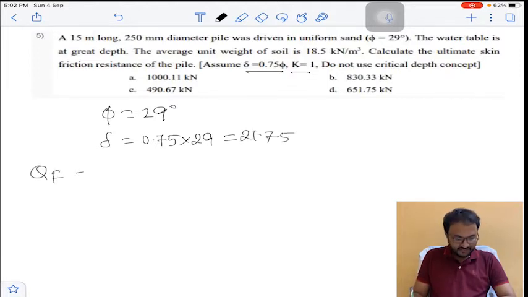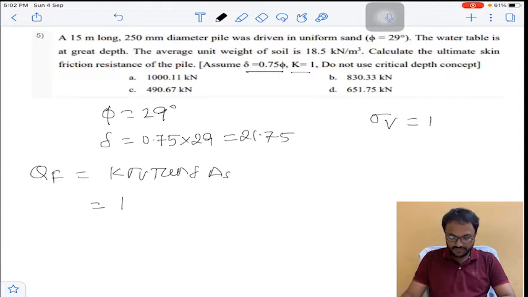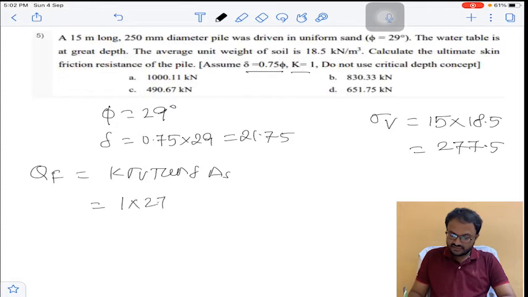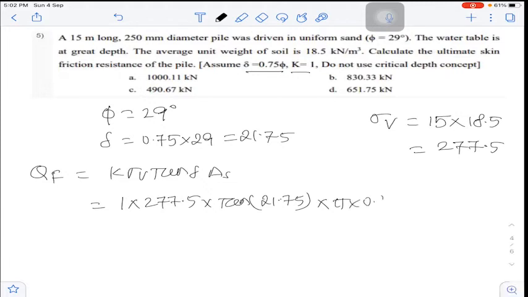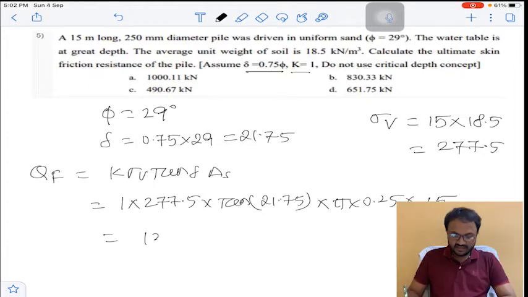The skin friction Qf is equal to K sigma V tan delta and surface area. K is equal to 1. We calculate sigma V: the length of the pile is 15 and 18.5, so you will get 277.5. So 1 into 277.5 into tan 21.75 into surface area. The perimeter is pi d, and throughout the length, pi dL. So pi, diameter is 0.25, L is equal to 15 meters. So you will get around 1364. So the maximum value is A. Option A for question number 5.